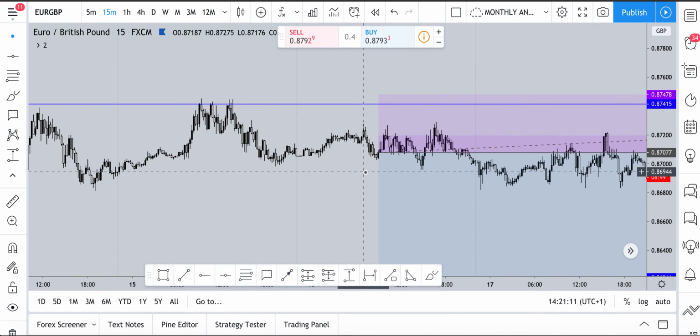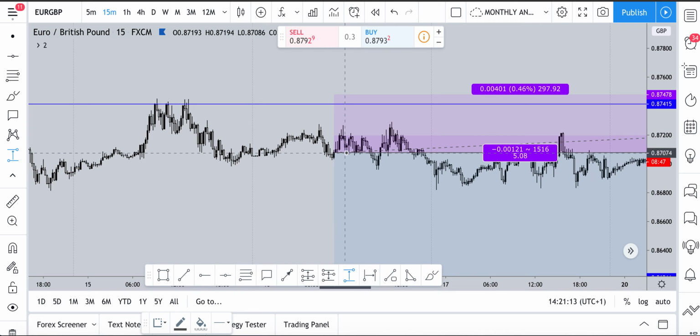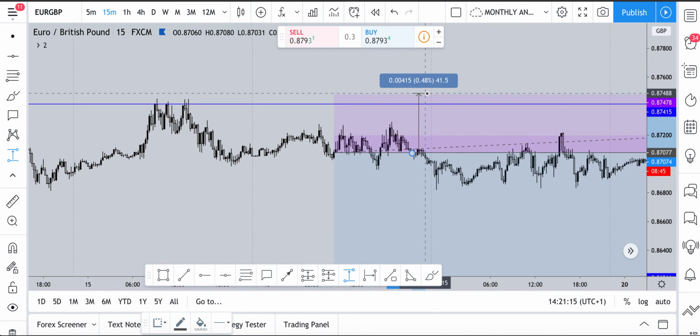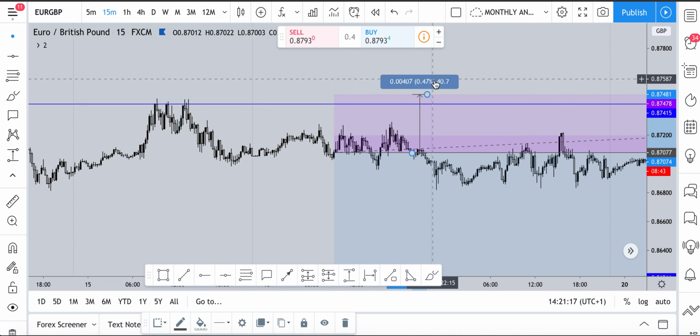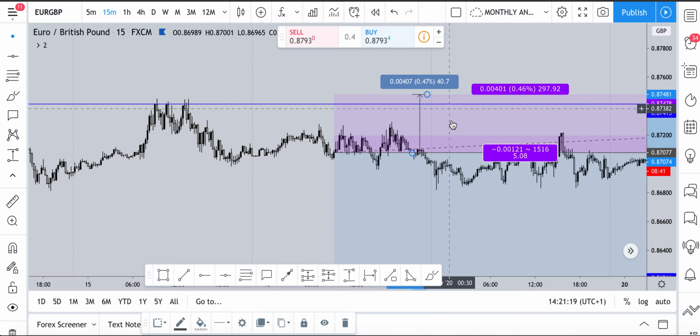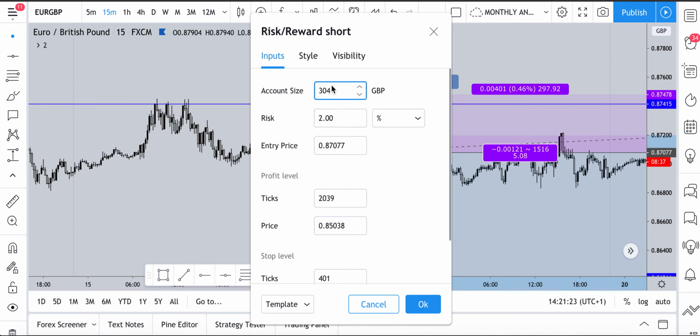But yeah, so to calculate risk, we're going on a 15-minute chart to make things a little bit clearer. So what you can do is you say my entry was here, up to here, that's 40 pips, right? So then you're going to want to know, you go onto this, right? So if your account size is 500, you're risking 1%.